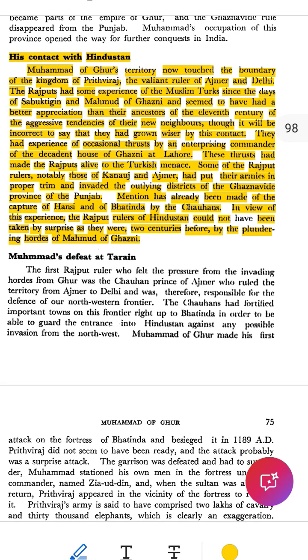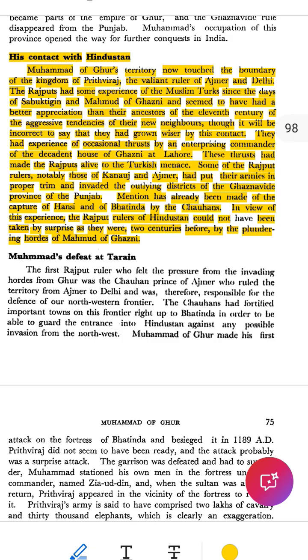6. They had experience of occasional thrusts by an enterprising commander of the decadent house of Ghazni at Lahore. After Mahmud of Ghazni, his dynasty weakened. Decadent means weakened or dying. But some commanders from the Ghazni family based in Lahore still made small attacks, thrusts into Indian land. This kept reminding the Rajputs that the danger had not disappeared.